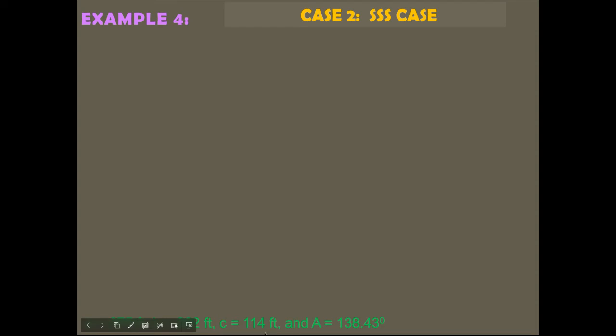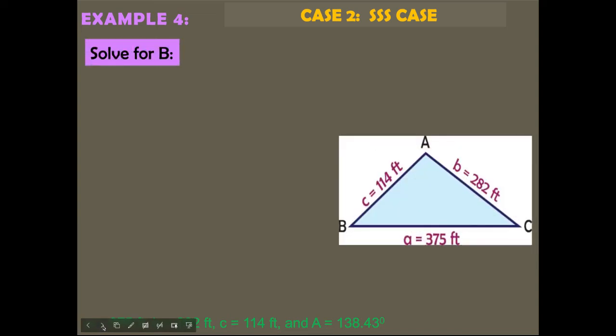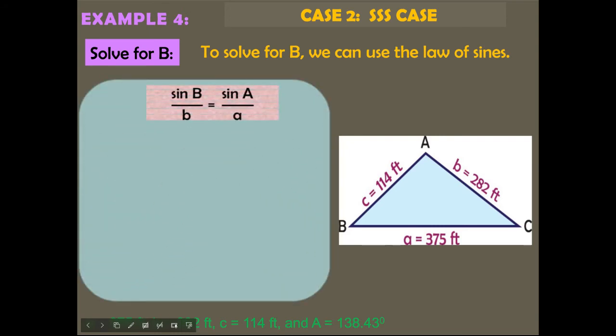So now we are given sides A, B, and C as well as angle A. Now let us solve this time for angle B. To solve for angle B, we can now use the law of sines. Which proportion under the law of sines? This formula: sine B over B equals sine A over A. Why this formula? Because side B is given, so check. Side A is also given, so check. Angle A is also given, so check. So there's only one unknown here, and that is angle B.